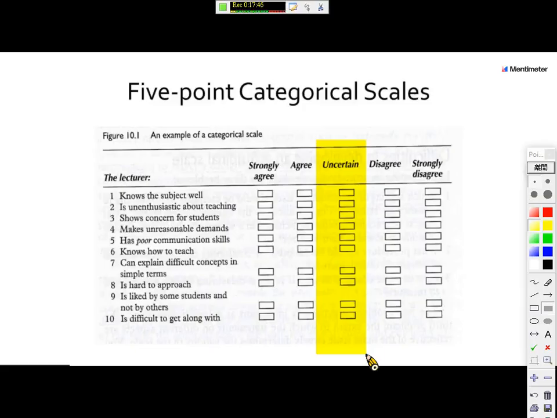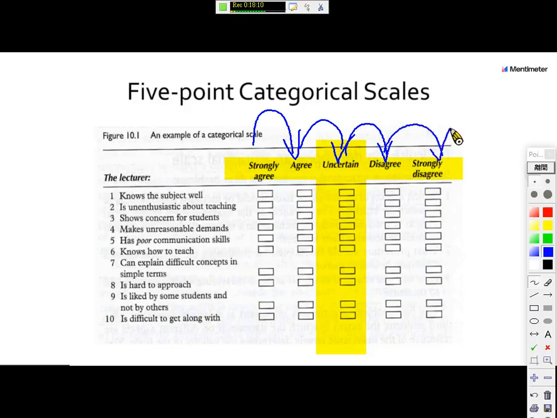So there's a ranking. If we look at this one, did you see? Strongly agree is more preferable than agree. Agree is more preferable than uncertain, neutral, right? Uncertain is more preferable than disagree. Disagree is more favorable than strongly disagree. Although the distance may not be equal, the ranking order can be identified. Is that right?